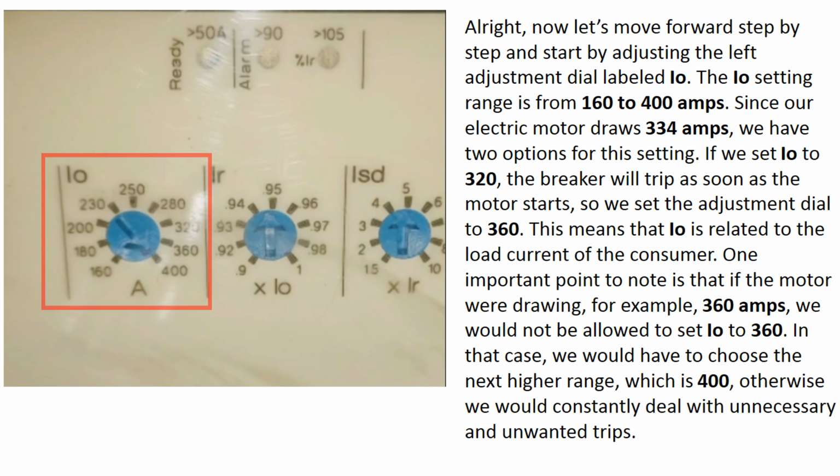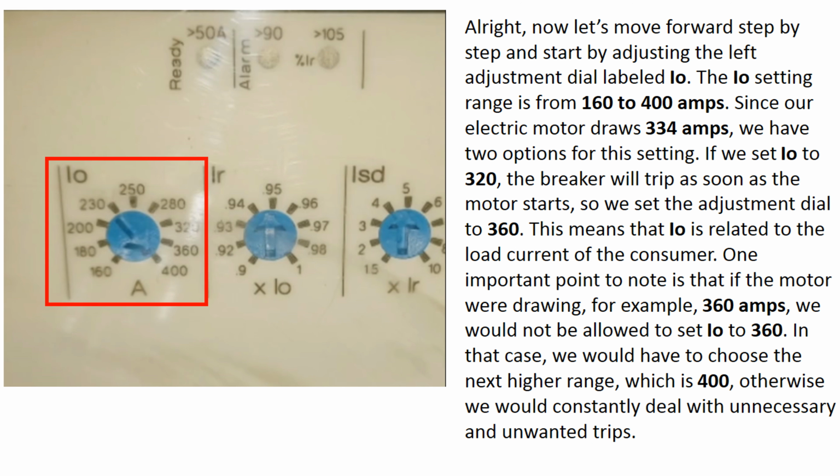Alright. Now let's move forward step by step and start by adjusting the left adjustment dial, labeled IO. The IO setting range is from 160 to 400 amps. Since our electric motor draws 334 amps, we have 2 options for this setting. If we set IO to 320, the breaker will trip as soon as the motor starts. So we set the adjustment dial to 360. This means that IO is related to the load current of the consumer.